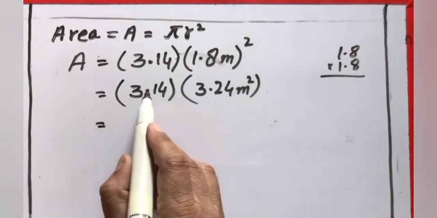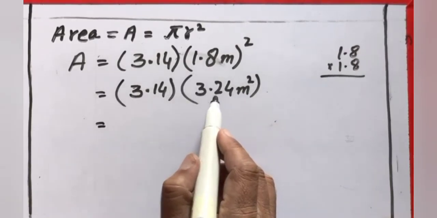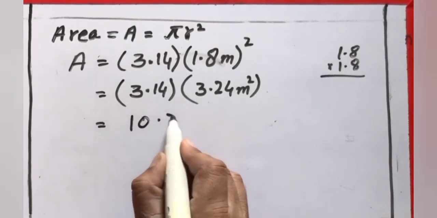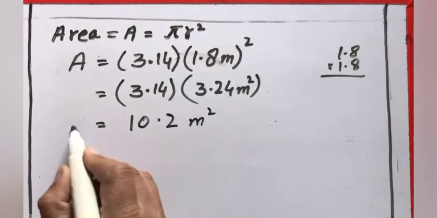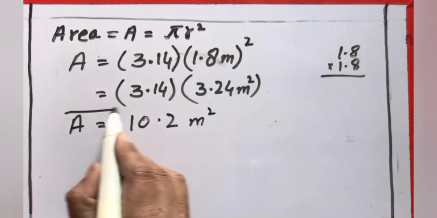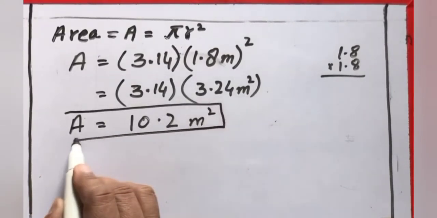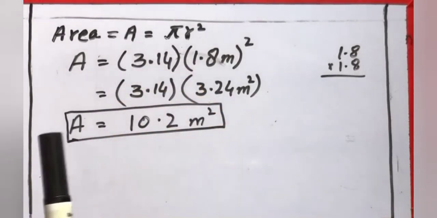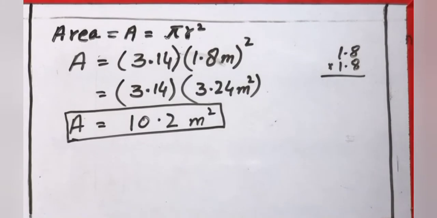Now you can see that both the values are multiplying each other. So by multiplying these values we will have 10.2 meter square. So it is the area of a circle which we have found by the formula area is equal to pi r square. So in this way you can find the area.